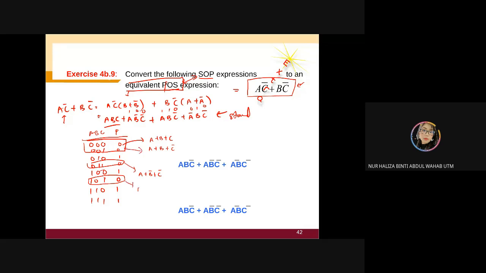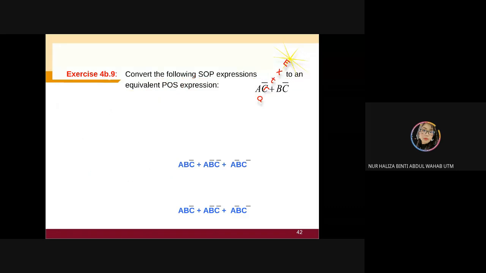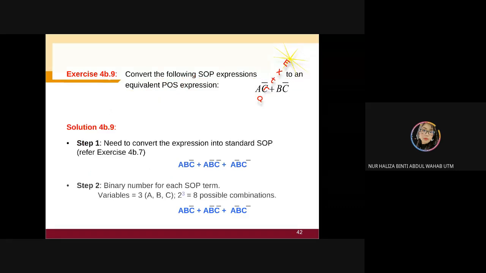And another one is A bar plus B plus B bar. So then no, okay, combine it together, you get your POS. That's why it's very easy also, after you know the standard.